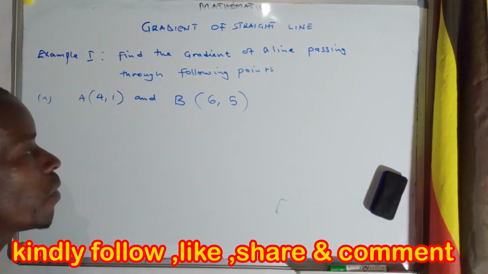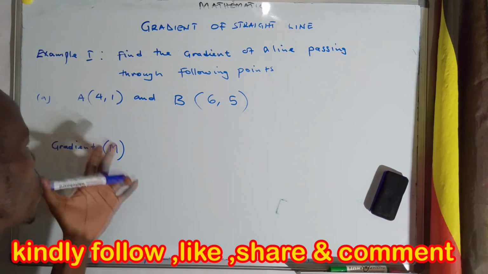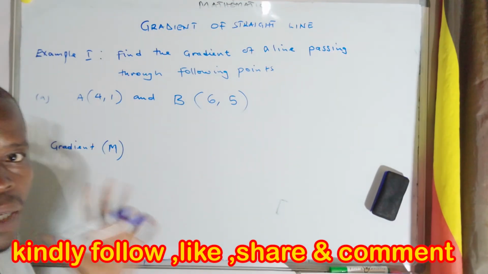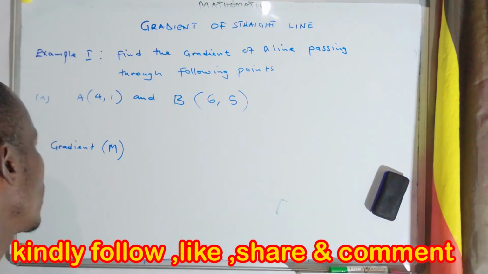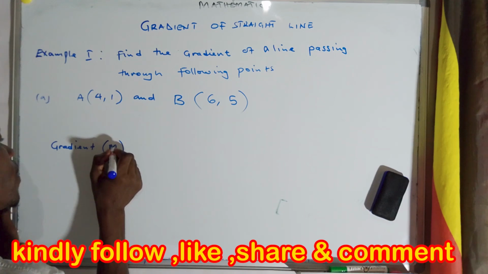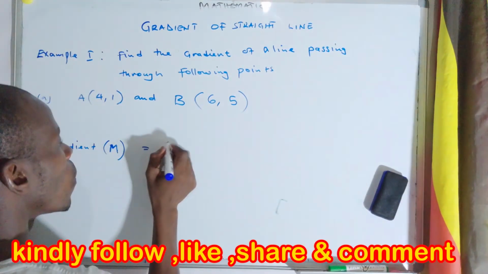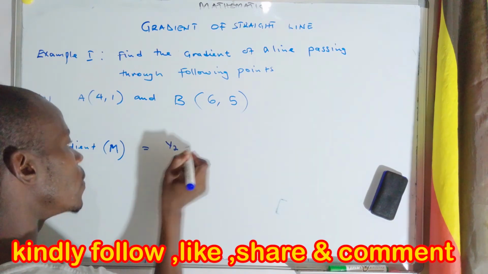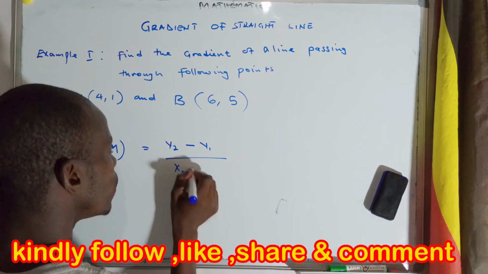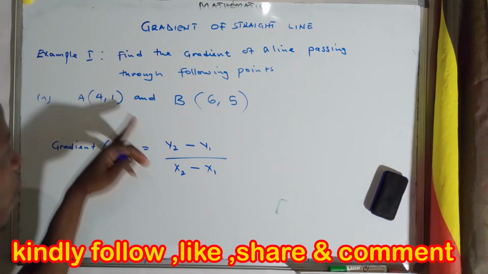So change in y coordinates over change in x coordinates, which means y2 minus y1 over x2 minus x1. That's change in y over change in x. So here I'm going to write gradient, in short form m, is equal to y2 minus y1 out of x2 minus x1. So here we go back to our points.